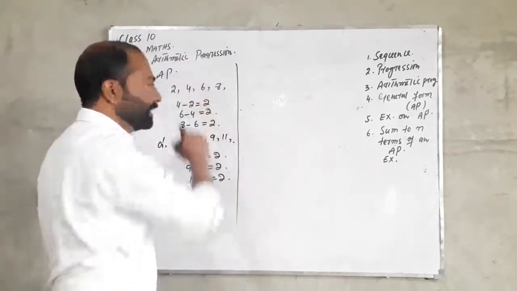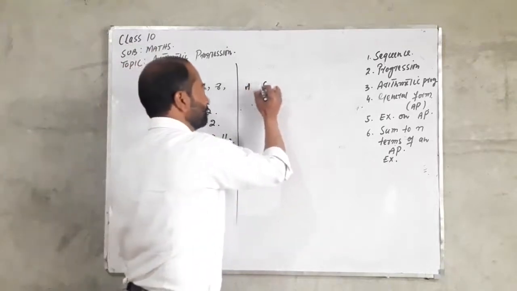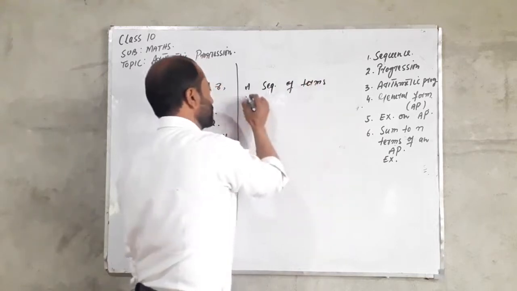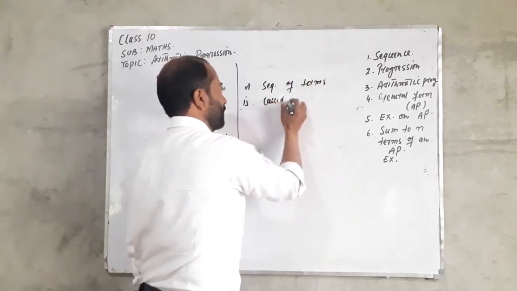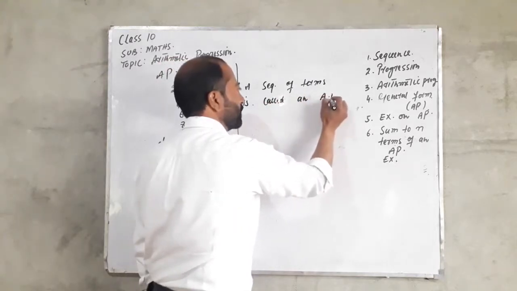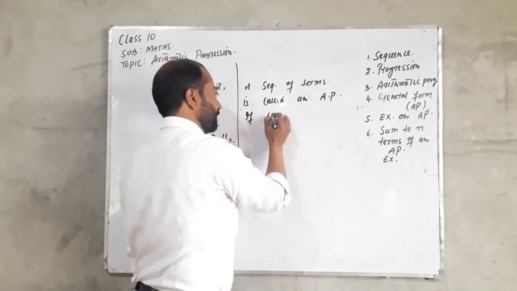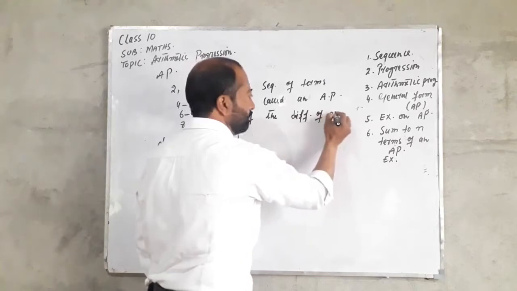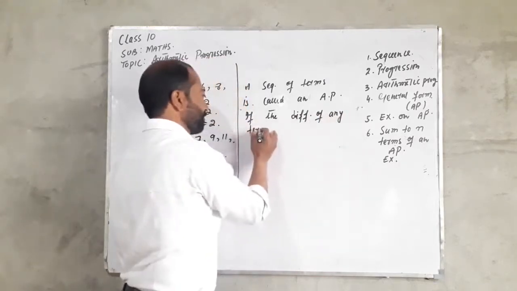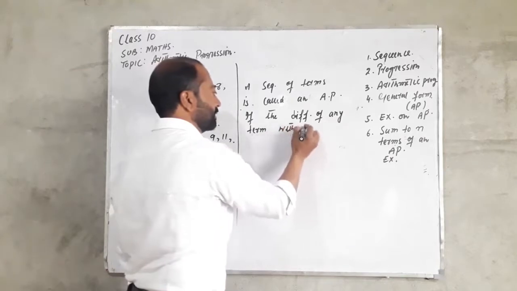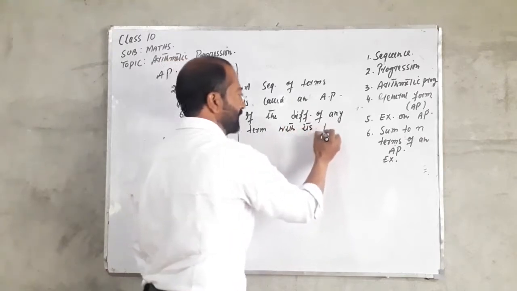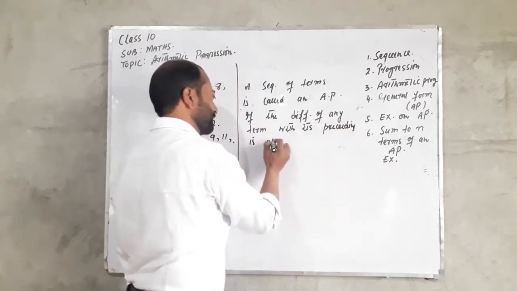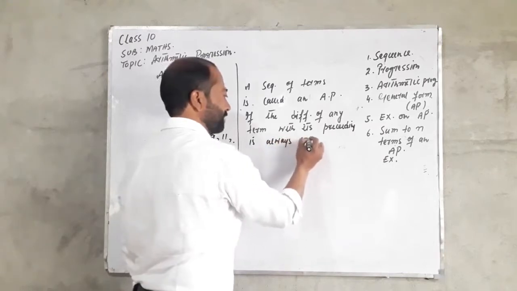Write down the definition of this AP: a sequence of terms is called an arithmetic progression if the difference of any term with its preceding term is always constant.